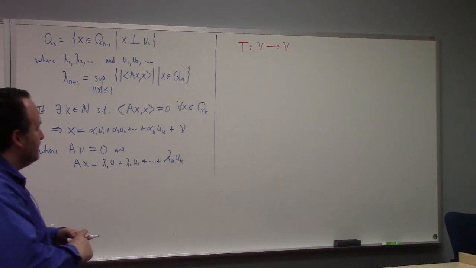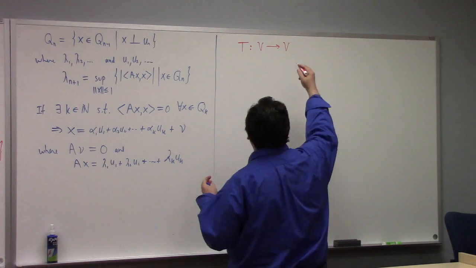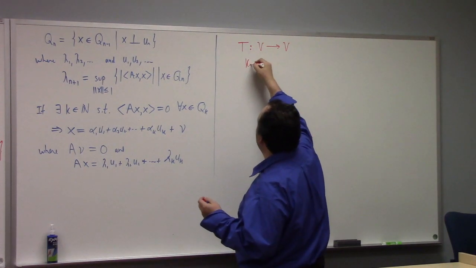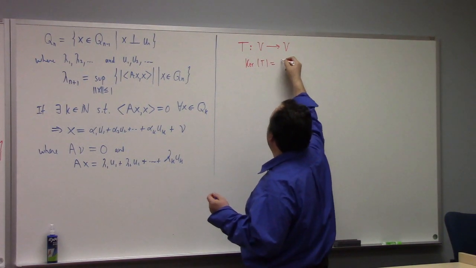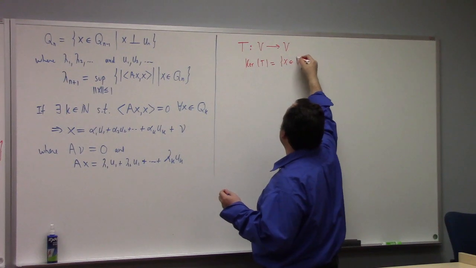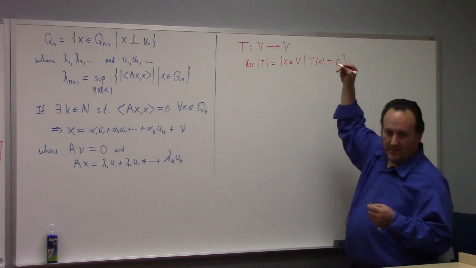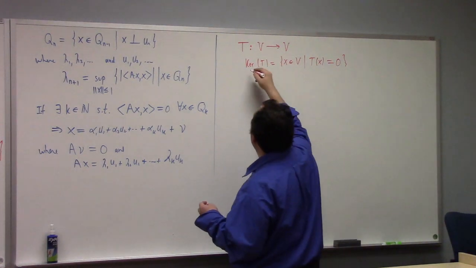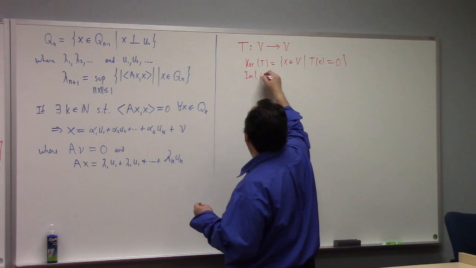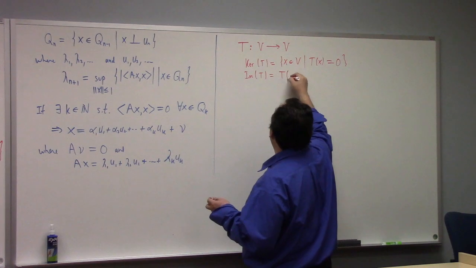All right, so listen here. Of course we have the kernel of T, which would be x in V such that T of x is equal to 0. And you also have the image of T, which is equal to T of V.